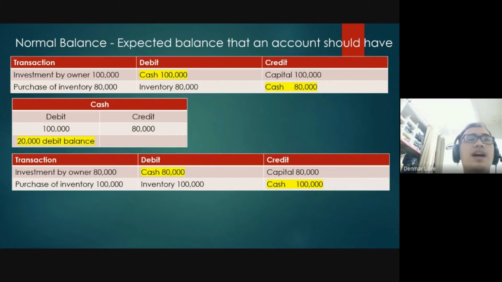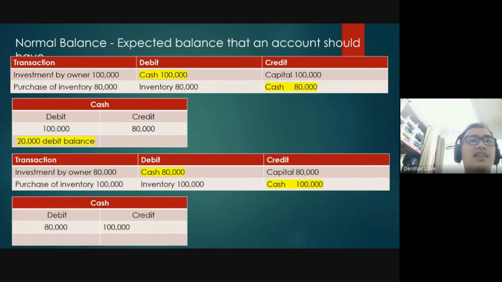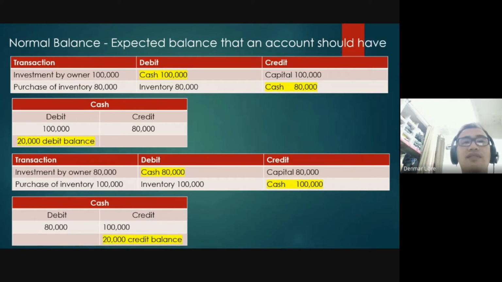Now, what if the opposite happens? The owner invested 80,000 cash. So in the first transaction, instead of debiting 100,000, we debit cash 80,000 and credit capital 80,000. In the second transaction, what if we purchase inventory worth 100,000? We debit inventory 100,000 and we credit cash worth 100,000. And this is the summary. The company has received 80,000 cash and credited 100,000 cash, so the cash would now have a 20,000 credit balance as the ending.